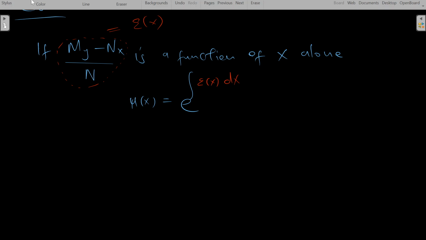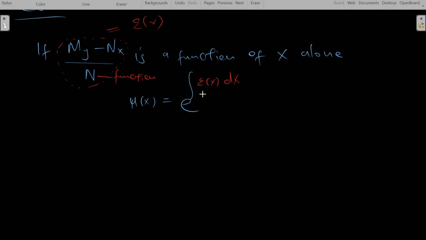Now, M of y minus N of x is just the derivative of M with respect to y, subtracted by the derivative of N with respect to x, then divided by the whole function. This must be a function of x alone. I should get my integrating factor as e raised to the integral of epsilon x dx.